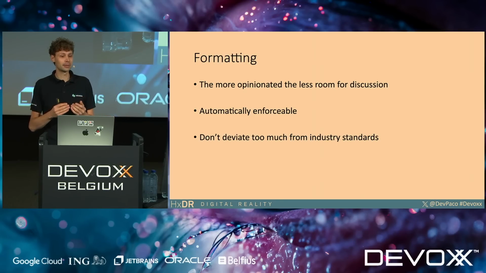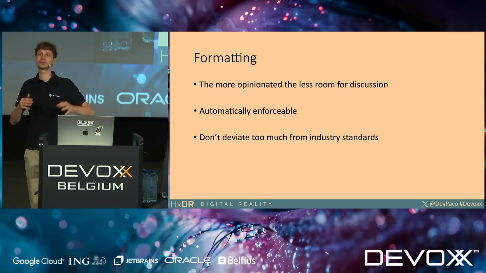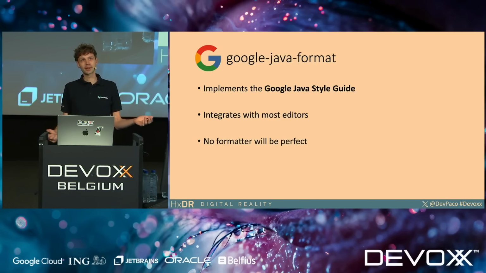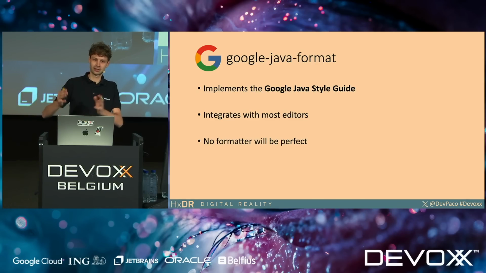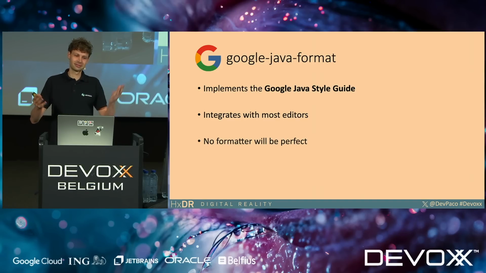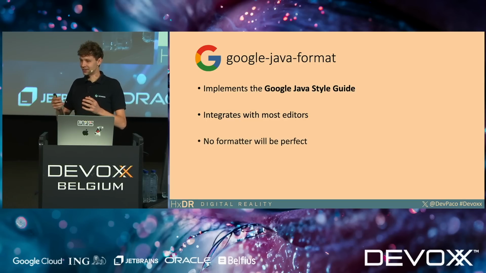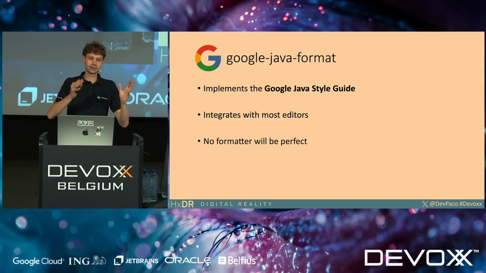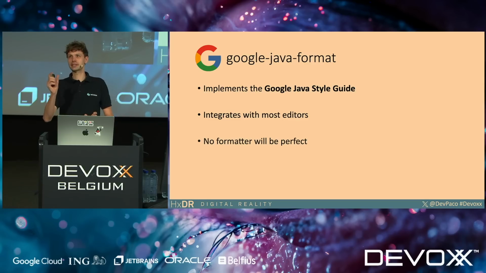Your formatting should be automatically enforceable, and ideally you don't do weird things, because that makes it easier for the next person to be onboarded, and also it makes it easier to automate things. The one that I particularly like, Google has google-java-format, which implements the Google Java Style Guide. Now, if you don't like Google, it integrates with most editors, and the nice thing is this one is so opinionated, there's only one way or the highway. It's also not easy to configure. I think there's only an option to do tabs or spaces.